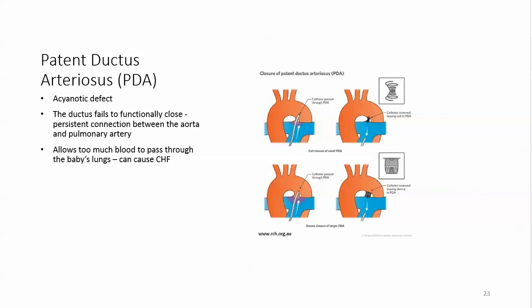Okay. Now, this is closing of this PDA. I thought this was really cool. This is a little coil, and both are done with cardiac caths, and the coil is inserted during the cardiac cath into this PDA. Okay, and then for a larger PDA, they call it a PDA occlusion device. Okay, but it closes that up. So that was really interesting.